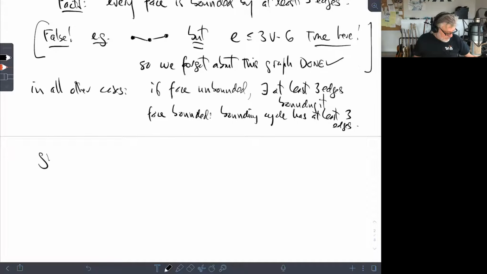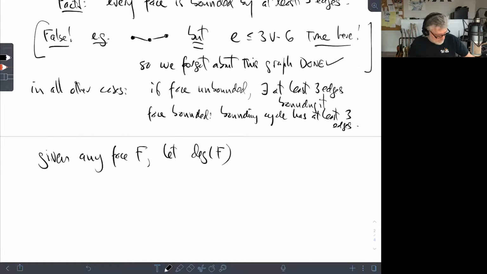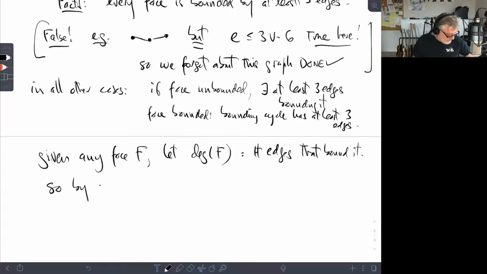So here's my first inequality. Given any face F, I'll call the degree of F the number of edges that bound it. And by the way, what I've just done is the hardest part of the proof. The rest is really super easy. What I've just proved is that this number is at least 3 for any face. So if I add up all these degrees, I get something which is at least 3f, little f being the number of faces. So by the above, 3f is less or equal to the sum of all degrees.